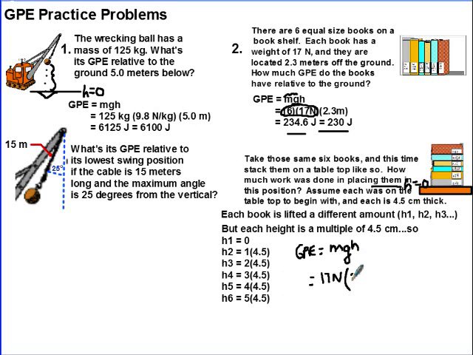I'm going to say the first one is 0, the second one is 1 times 4.5 centimeters. I'm going to go ahead and put that in as 0.045 meters, plus 2 times that, plus 3 times that, and so forth. And I need to do that for all of these books.